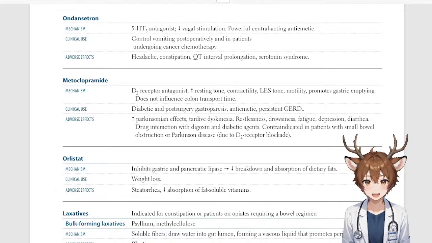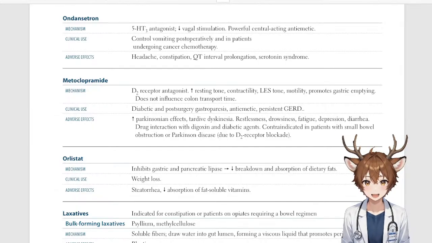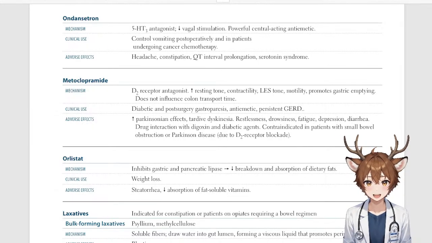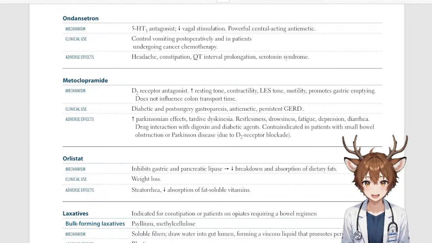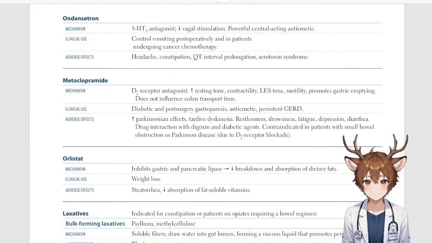Aprepitant and fosaprepitant, these are NK1 neurokinin 1 receptor antagonists. NK1 receptor, substance P receptor. They are used for chemotherapy-induced nausea and vomiting, but they can cause fatigue and GI distress.